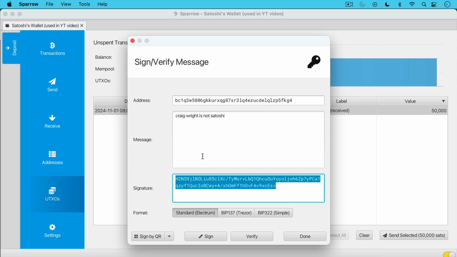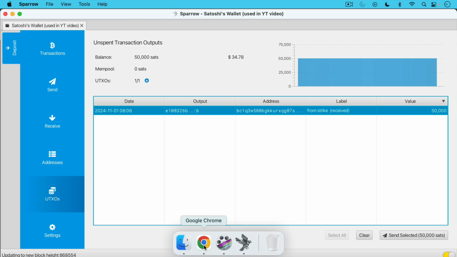But what we're going to do now is verify that I do control the private keys to this Bitcoin address, and only I could have written this message. I just need to copy the signature here. So we have three pieces of data. We have the Bitcoin address, we have the message, which again could have been anything, and then we have the signature as well. So we're going to go now to an external source.